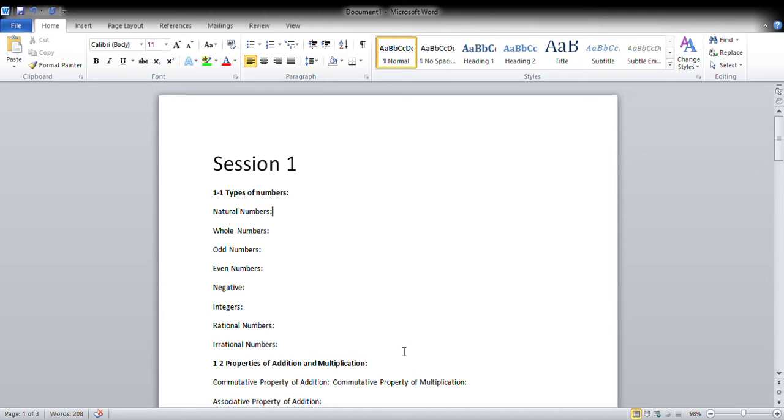The first one is 1-1, which is types of numbers. So the first type of numbers are natural numbers, and those are all the numbers that are not negative and don't include zero. So 1, 2, 3, 4, 5, 6, and then so on. So it doesn't get less, but it goes more from here.